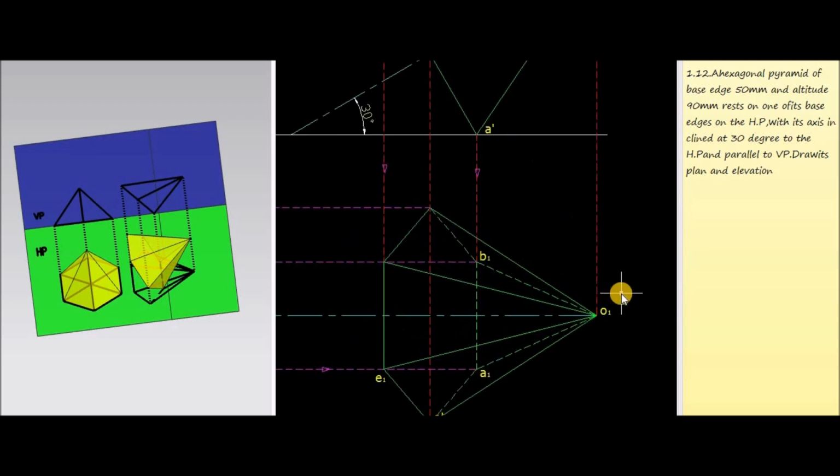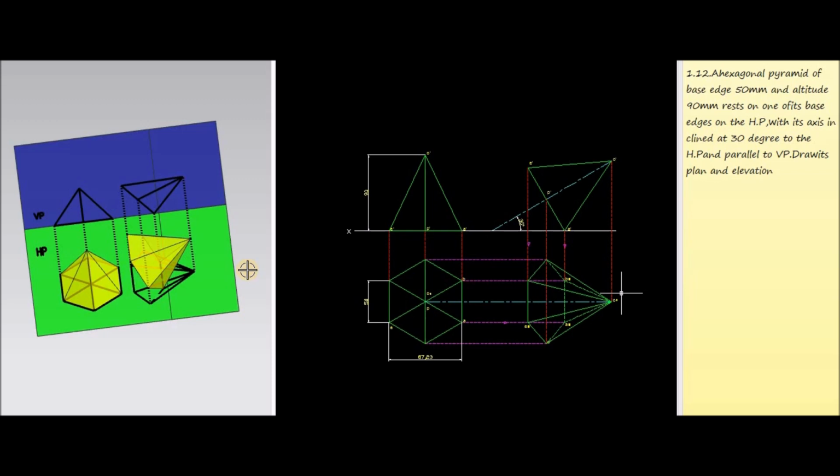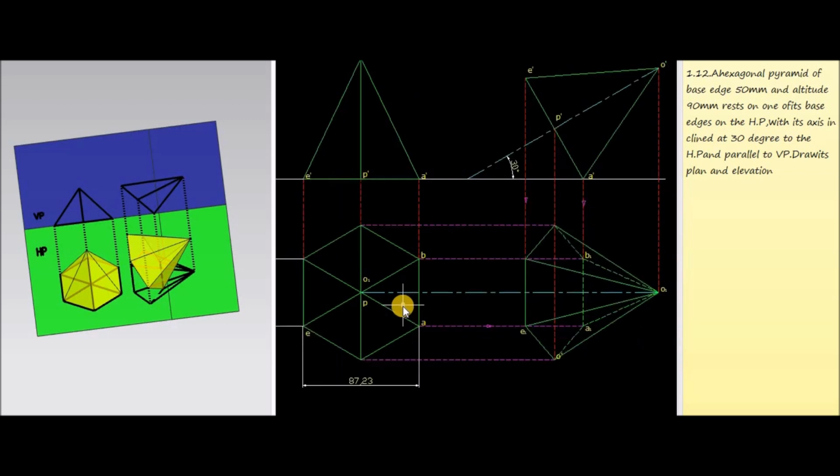Now in the second stage, as I explained earlier, we have to rotate the hexagonal pyramid with respect to one of the base edges. Here we have marked it as AB. So in order to rotate this hexagonal pyramid with respect to the edge AB at an angle of 30 degrees with the horizontal plane, the axis will be parallel to the vertical plane. This is the condition.